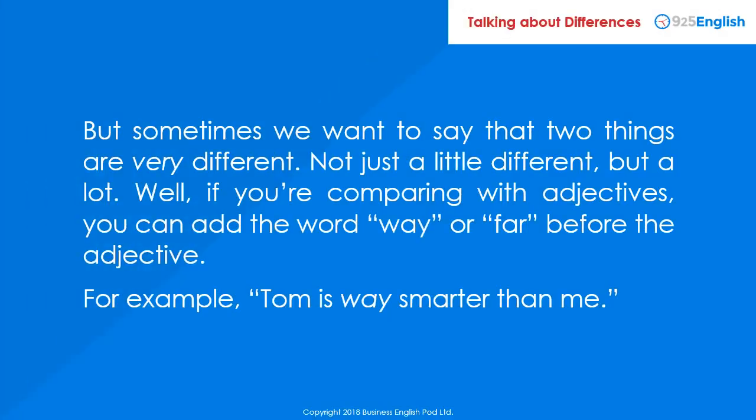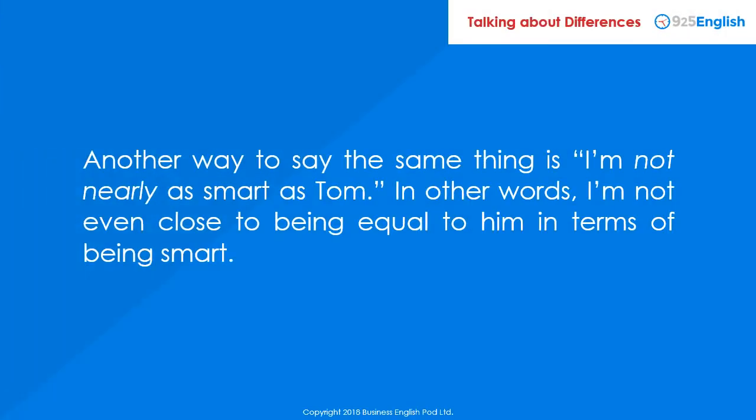But sometimes we want to say that two things are very different. Not just a little different, but a lot. Well, if you're comparing with adjectives, you can add the word way or far before the adjective. For example, Tom is way smarter than me. Another way to say the same thing is, I'm not nearly as smart as Tom. In other words, I'm not even close to being equal to him in terms of being smart.